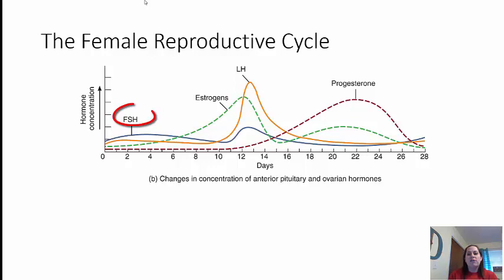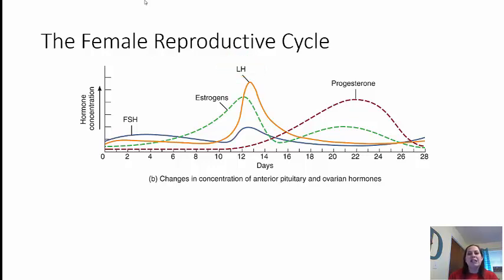Your FSH levels stay pretty consistent, except they peak around day 12, the end of the pre-ovulatory phase. LH is going to stay pretty consistent until that point as well, but you see a huge spike in LH at about day 11 to 12. You also see estrogens and progesterones start to spike.